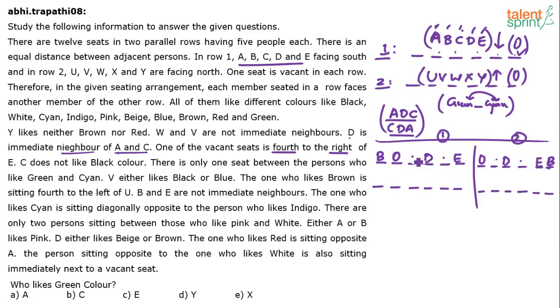Right. So we'll not fix A and C yet, right? We don't know anything about it. There's only one seat between green and cyan. Yeah, it has to come this way. V likes black or blue. Okay. The one who likes brown is sitting 4th to the left of you.